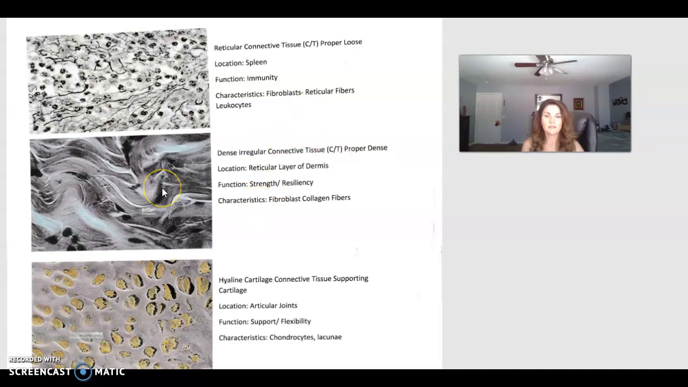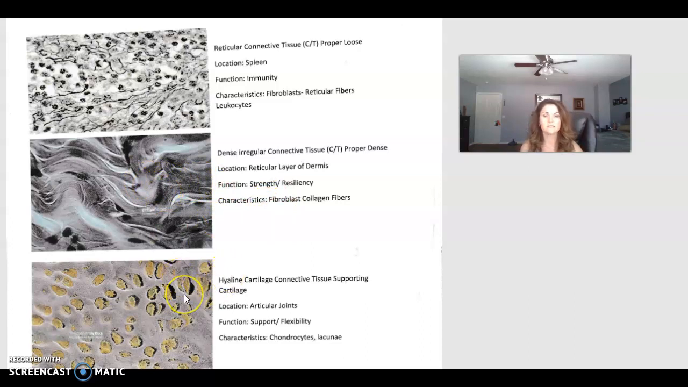The next slide is the dense irregular connective tissue, which is proper dense, and the location is the reticular layer of the dermis. This is the stretchy part of the dermis, and is for strength and resiliency. And the characteristics are fibroblasts and collagen fibers.